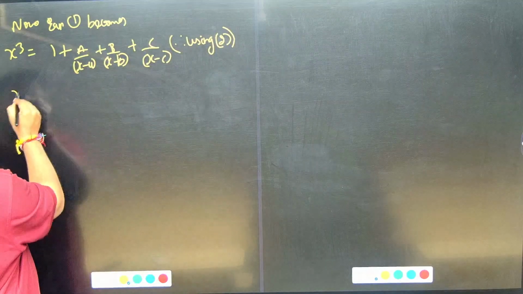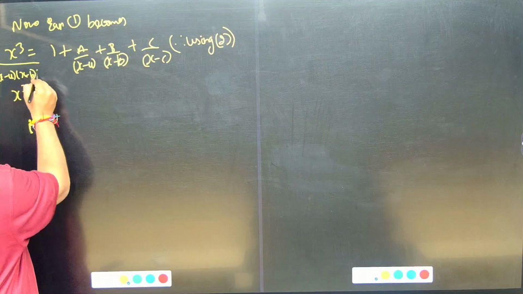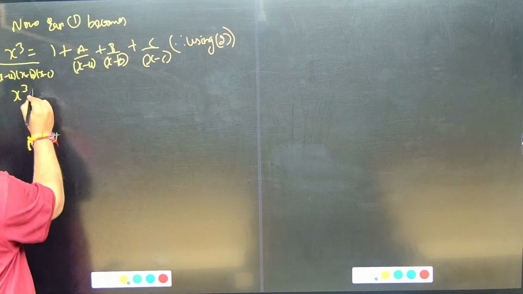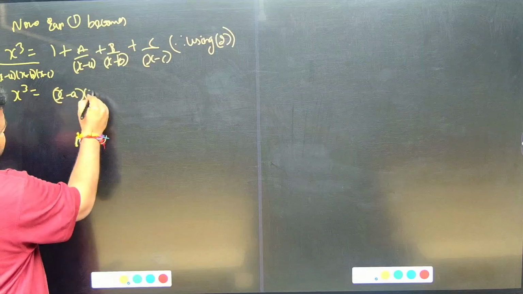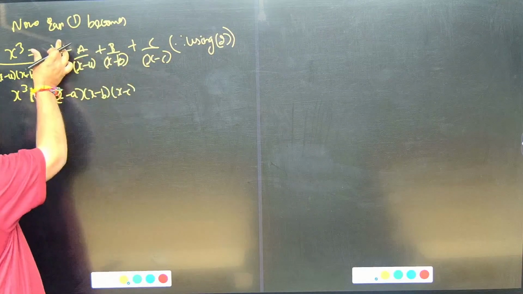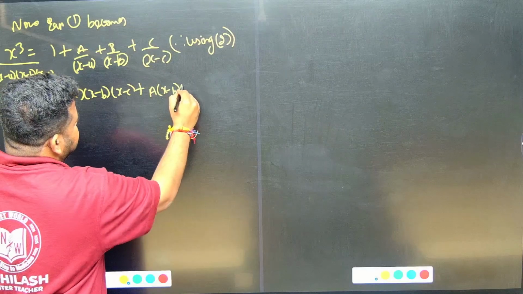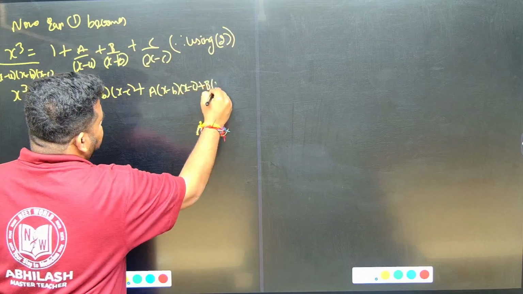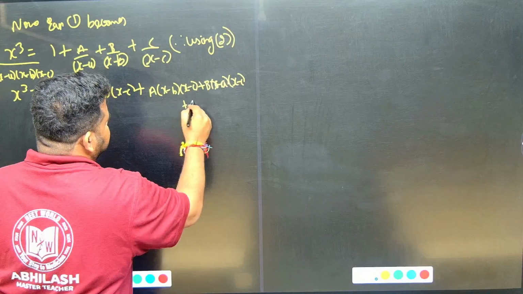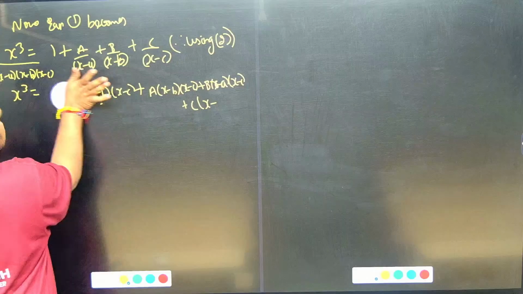Now let us take the LCM. The LCM is x minus a into x minus b into x minus c. The denominator will cancel, so the first term is x minus a into x minus b into x minus c, plus A into x minus b into x minus c, plus B into x minus a into x minus c, plus C into x minus a into x minus b.